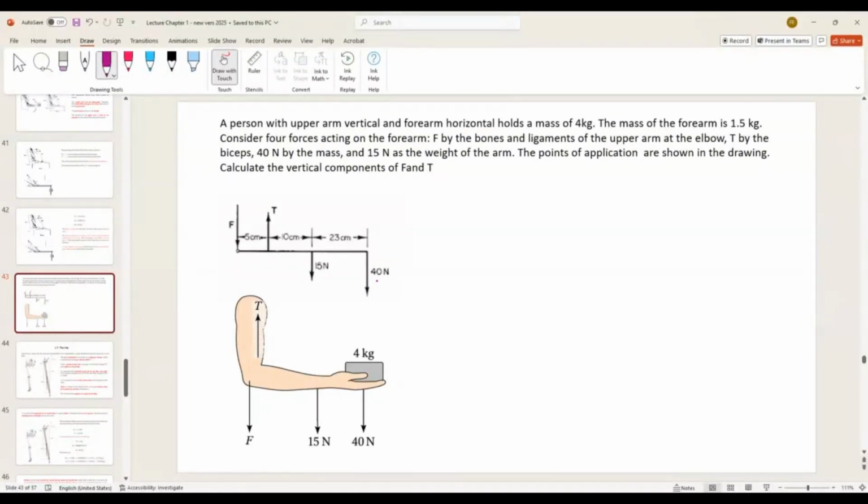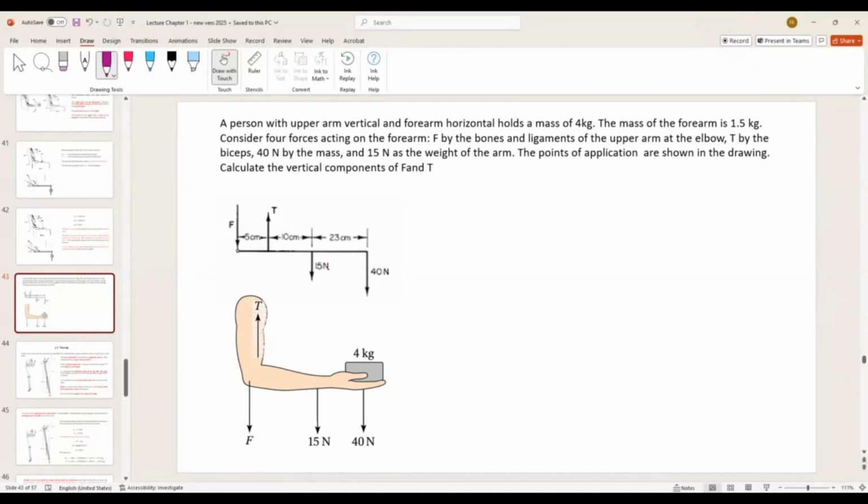And 15 newtons as the weight of the arm, because they said that the weight of the forearm was 1.5 kilograms. So this 1.5 kilograms times approximately 10 newtons per kilogram, meters per second squared of acceleration of gravity, gives you the 15 newtons you see over here. So they say the points of application are given in the drawing. Calculate the vertical component of the force F, so the force on the elbow, the force on the bones, and T, the tension on the bicep.